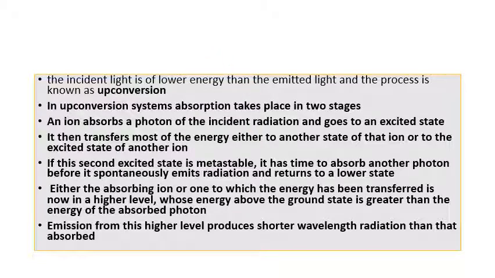Here we can draw it. This is the ground state. This is the excited state. So when a photon of appropriate energy is absorbed, the electron goes into the excited state. When an ion absorbs a photon of incident radiation, it goes to an excited state. It then transfers most of the energy either to another state of that ion or to the excited state of another ion. How will it happen?